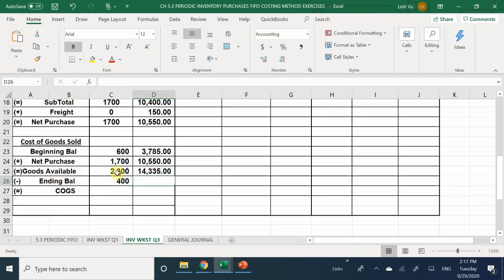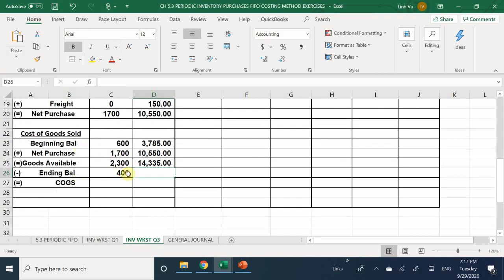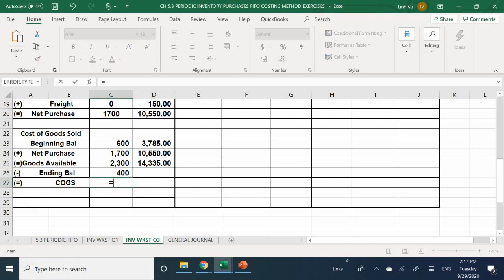$14,335. Okay. Now, if I know that at the end of it, someone went physically down to the basement and they told you you have exactly 400 items left. So, in total, how many items did I actually sell? 1,900. 1,900 is correct. All right.